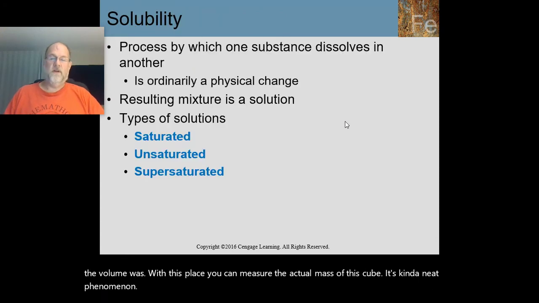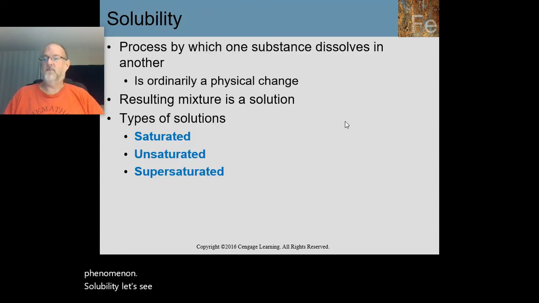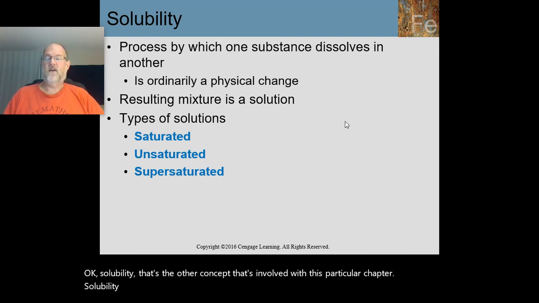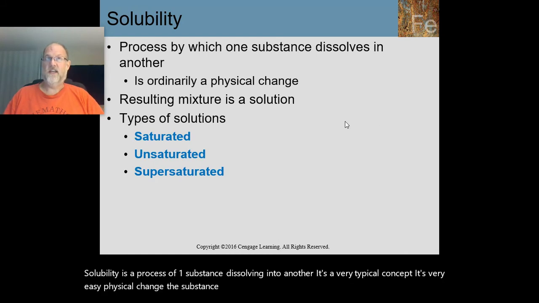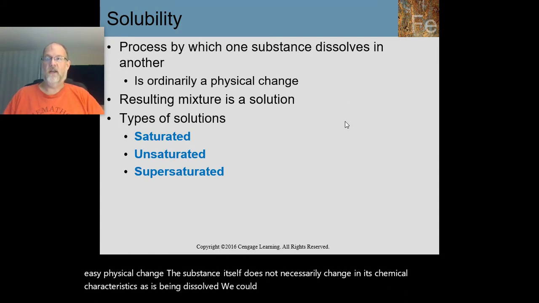Okay, solubility. That's the other concept that's involved with this particular chapter. Solubility is a process of one substance dissolving into another. It's a very typical concept. It's a very easy physical change. The substance itself does not necessarily change in its chemical characteristics as it's being dissolved. We could talk a little bit more about that later on in chapter 4 as to what really does happen.